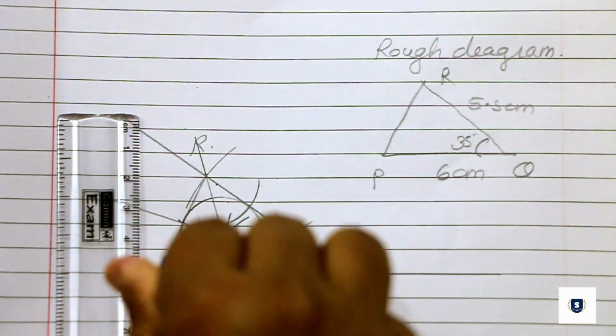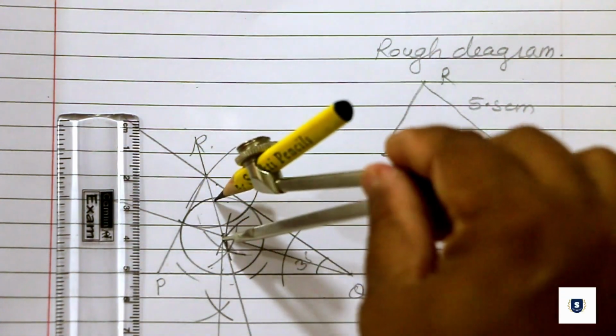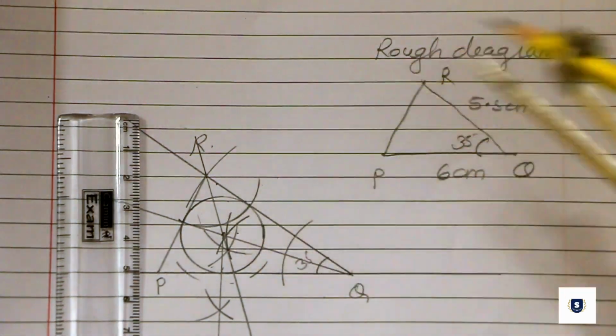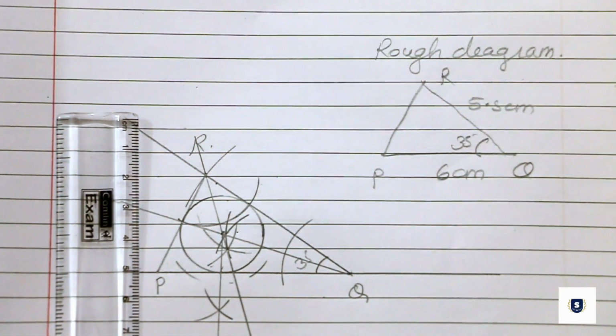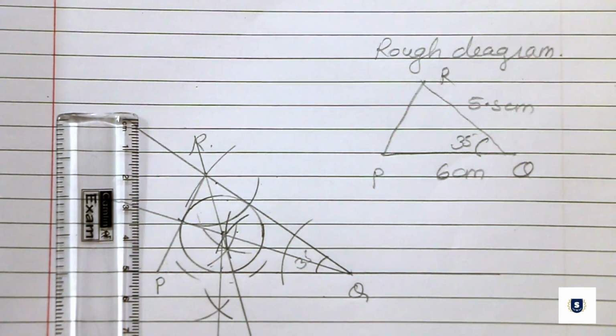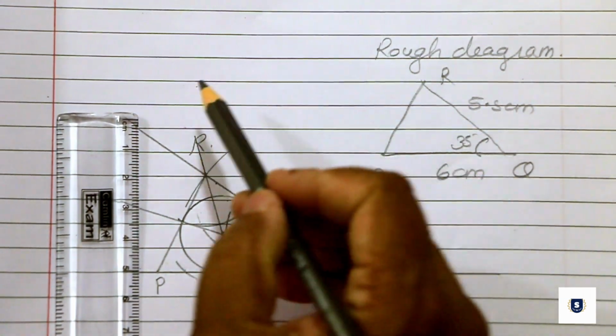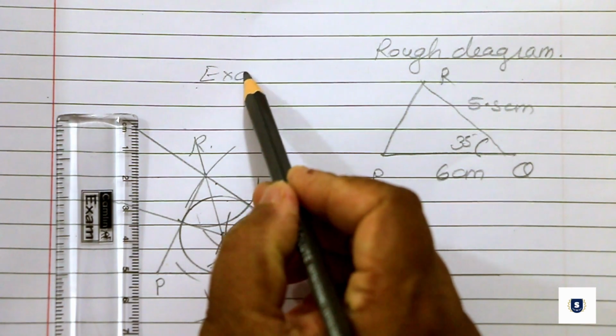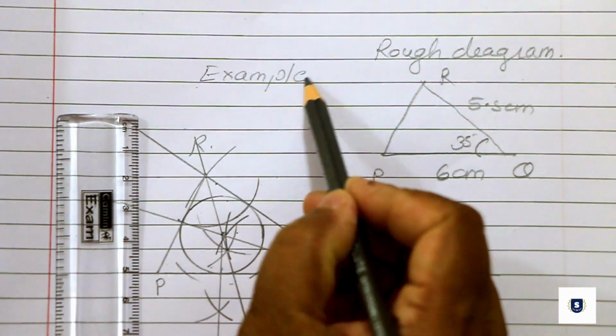A very nice circle has come. Incircle, children, you can see very clearly. This is how we complete the incircle. This was an example. Let us move to the exercise for incircle.